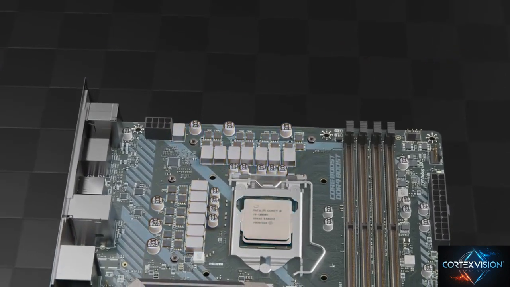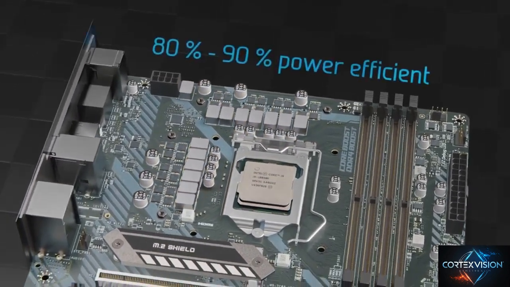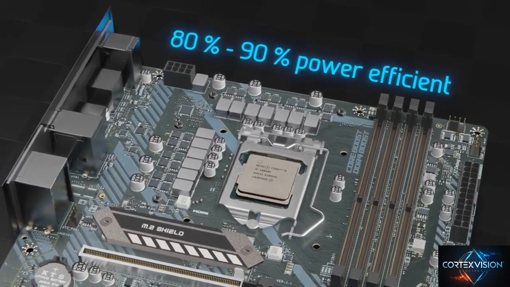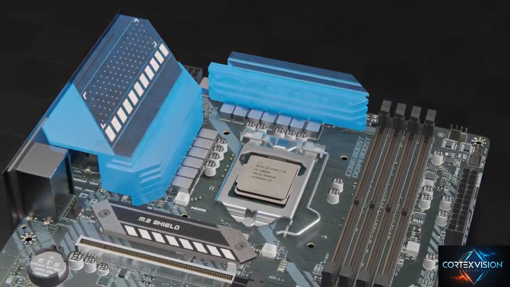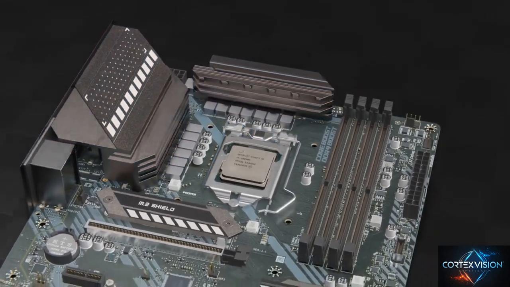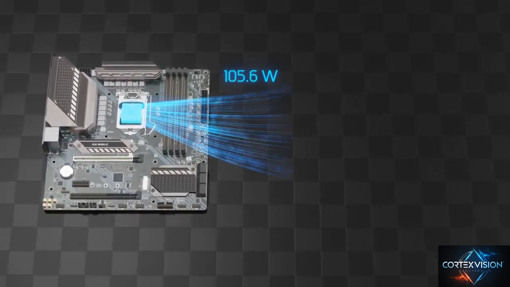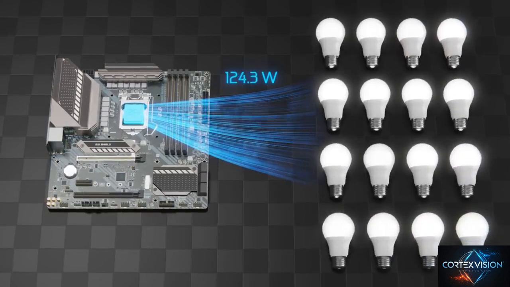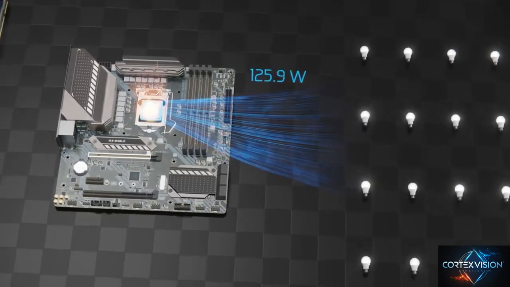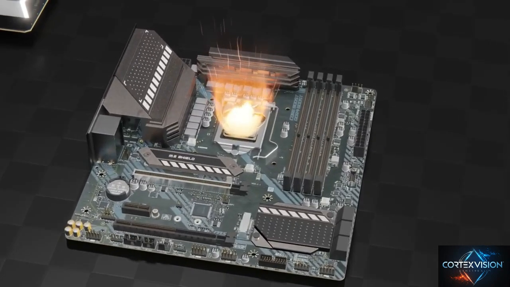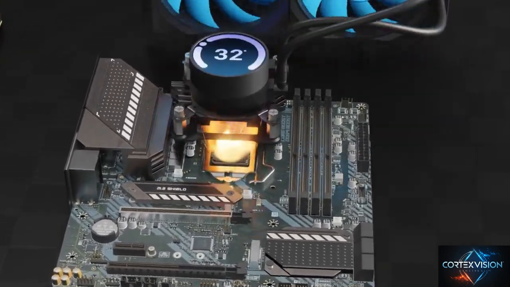As a result of all the power flowing through these components and their 80 to 90% efficiency, heat sinks need to be placed on top. While we're on the topic of power, this CPU consumes power equivalent to approximately 16 LED bulbs, thus generating a considerable amount of heat, which is taken away by the CPU cooler.